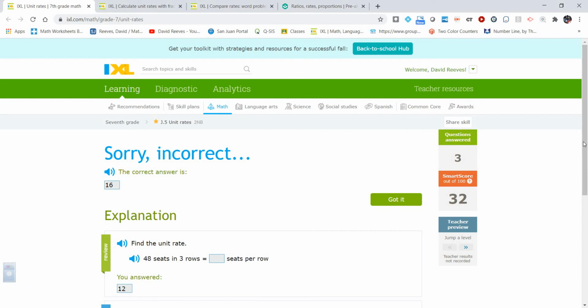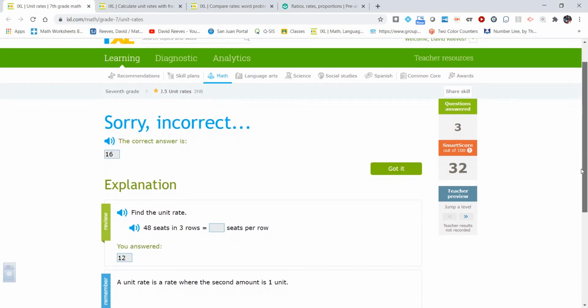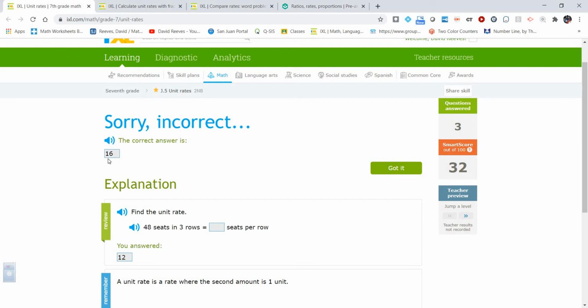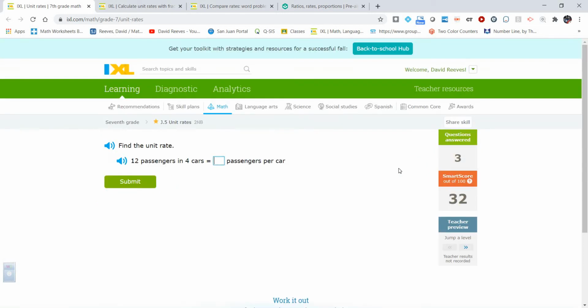Right? 48 divided by 3 is not 12. 48 divided by 3 is 16. And this is why feedback is so important, because the next time I am asked to do 48 divided by 3, oh my goodness, 48 divided by 3 is 16. 48 divided by 4 is 12. I, of course, know that. 12 divided by 4 is 3. Look at that. They are insulting me by taking me back to such an easy problem.